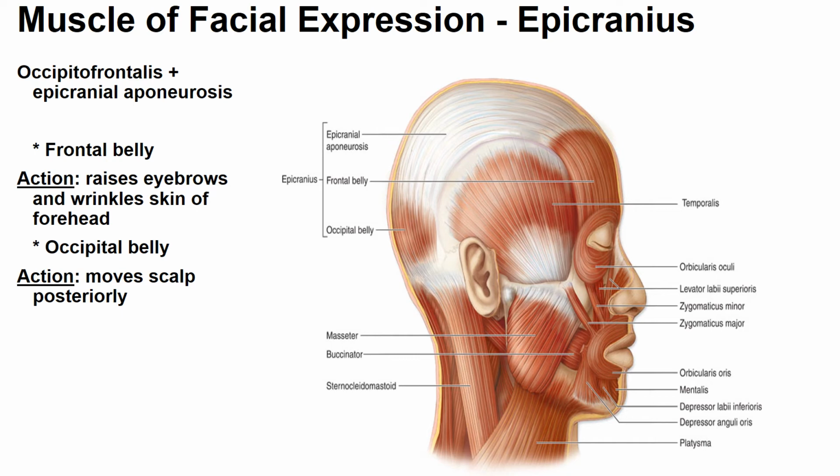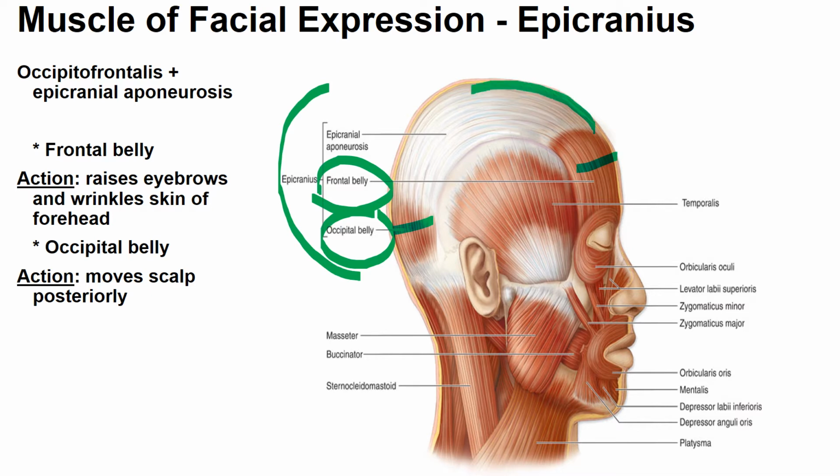One of the muscles involved in facial expression is the epicranius. And so the epicranius is going to be the two bellies of muscle that we have, the occipital belly and the frontal belly. And these two are going to be connected by this large tendon sheath, which is the epicranial aponeurosis. And so let's look at the two different bellies.